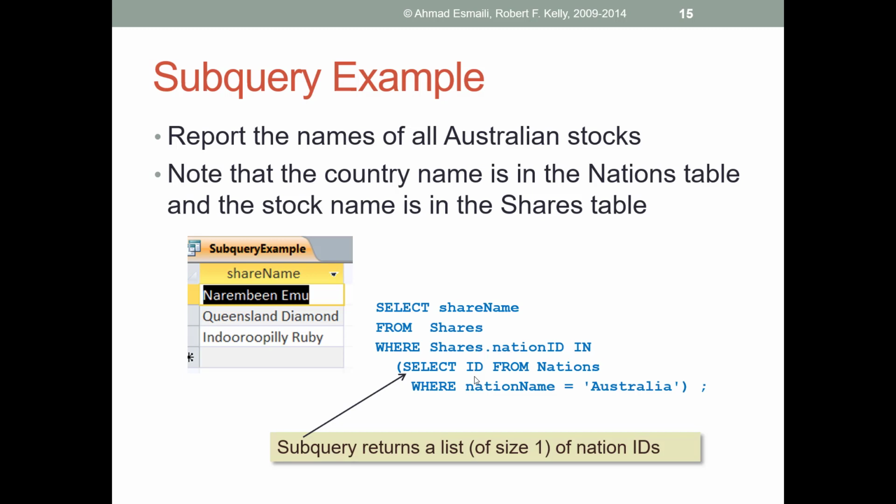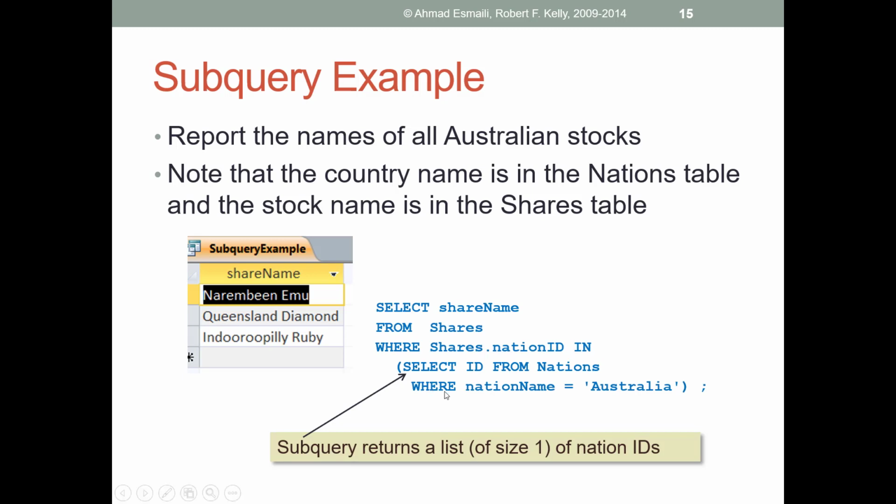So that is something you'll figure out with the inner subquery. And when you know the ID of Australia, then you can compare that ID value for Australia with the foreign key value for the shares. And you only want those shares whose nation ID matches the ID of the Australia country, right? So that's what you did. You compared the nation ID of the shares table to the ID value of Australia, right?